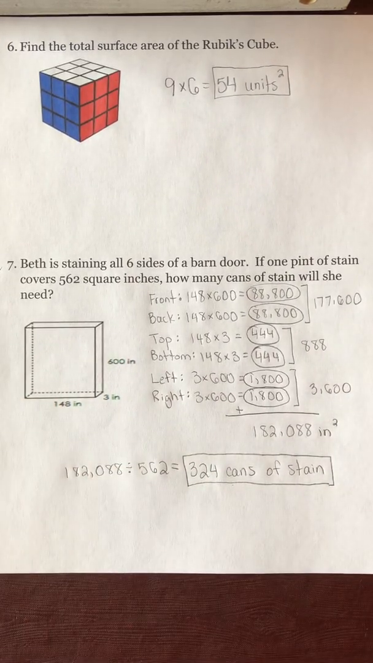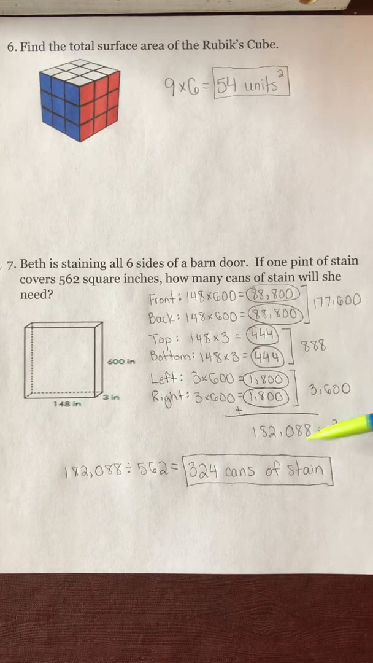Okay, so we had some pretty large numbers here to work with. The front and the back came out to have an area of 88,800. The top and the bottom were each 444 square inches. The left and right faces were 1,800 each. Then I need to add all 6 of those numbers, and I went ahead and kind of grouped them together just so I would have some smaller numbers to work with in the calculator.